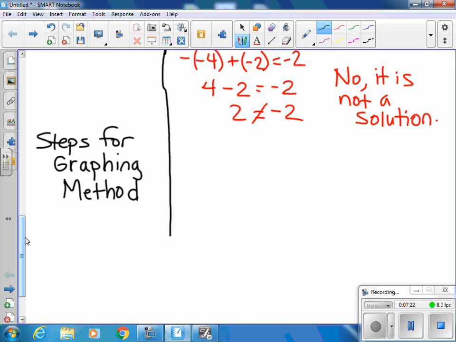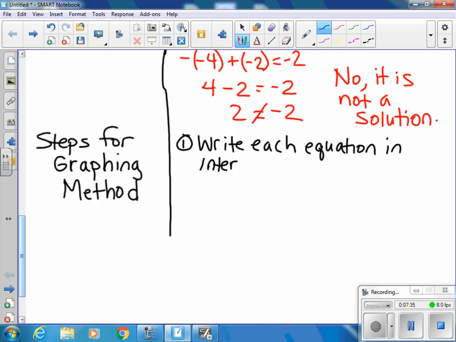All right, so the first step you're going to have to do is to write each equation in intercept form. And then I'm going to put in parentheses, if needed. Sometimes your equations are already going to be ready, so you don't have to worry about that. But if they're not in intercept form, you must do that first.